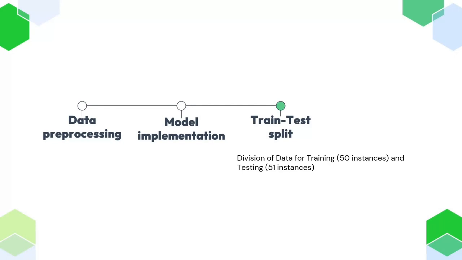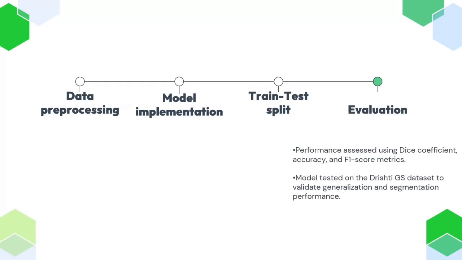Once we were done with the split, we moved to the next step, which is evaluation. To assess the performance of the model, we made use of several key metrics like dice coefficient, accuracy, and F1 score. So the dice coefficient measures the overlap between the predicted segmentation and the ground truth. A high dice coefficient indicates strong agreement between our model's predictions and the actual boundaries of the optic disc and cup.